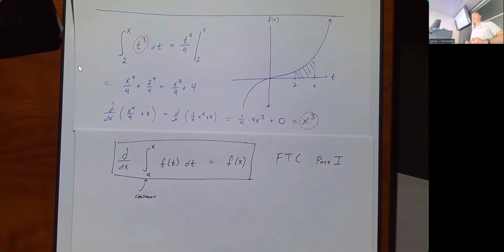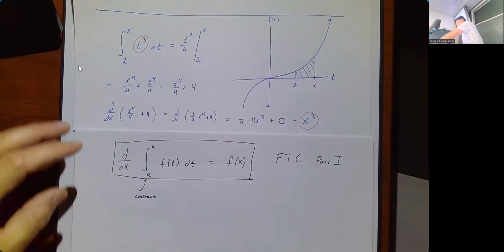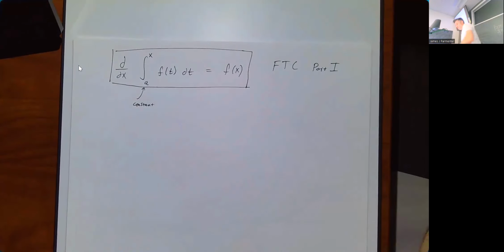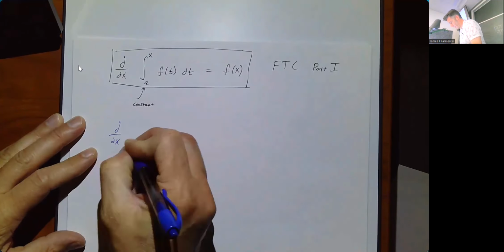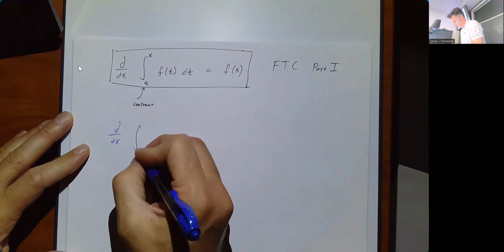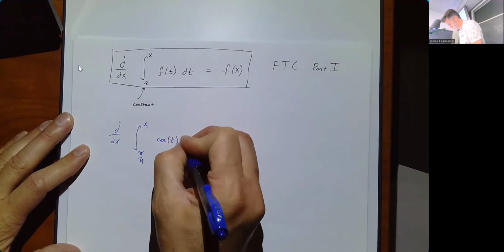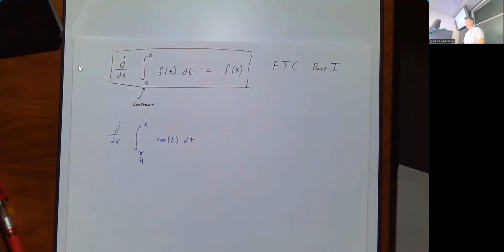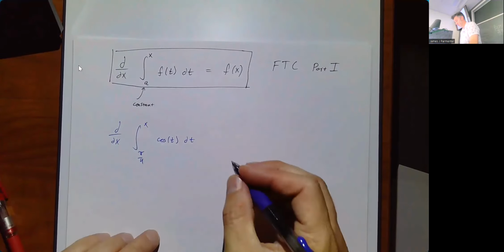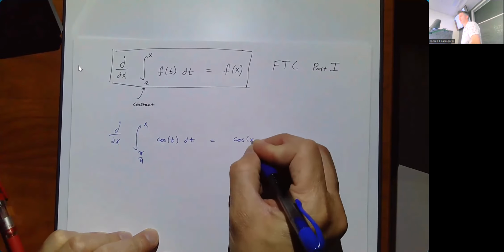Okay, so here's the real point of this. You don't have to do both steps. You don't have to do the antiderivative and then the derivative to find the answer is just the function you started with. You could some of the time. So for example, if I said, what's the derivative of the integral from pi over 4 to x of cosine of t dt? The short answer is just that the answer is cosine of x.